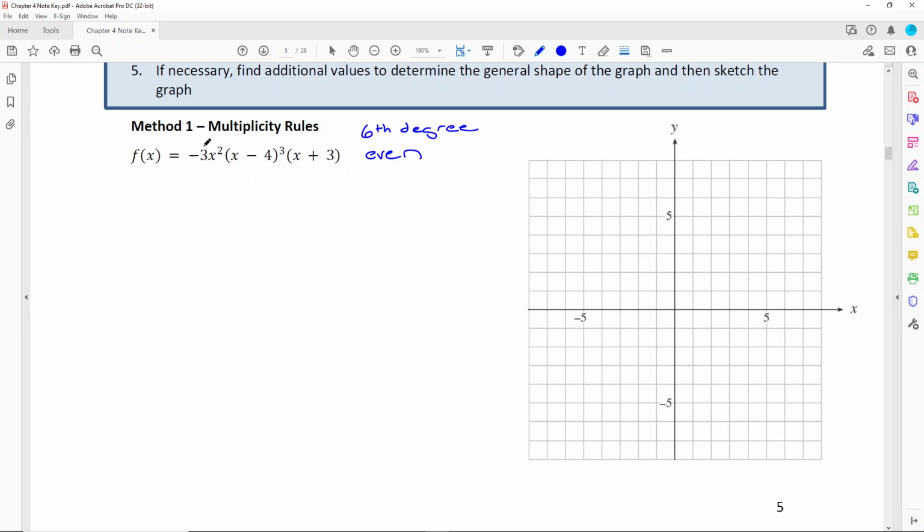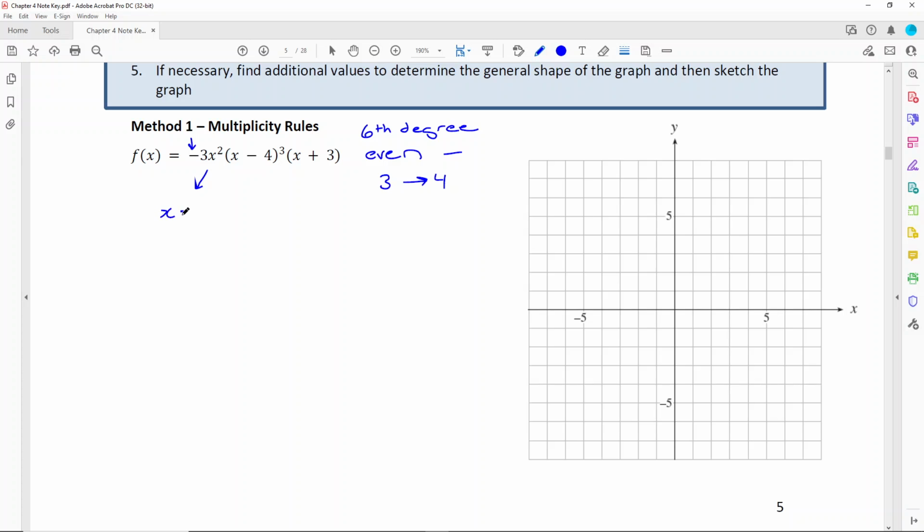Now, to figure out if it's positive or negative, I'm looking at that leading term. Since it's negative, I know that it's going to start in quadrant 3 and end in quadrant 4. Step number 2 is I'm going to find what the zeros are. So I'm going to use the product of zero factors. Is that what it's called in this course? I can't remember. Anyway, you're going to be looking at what makes each factor equal to 0.